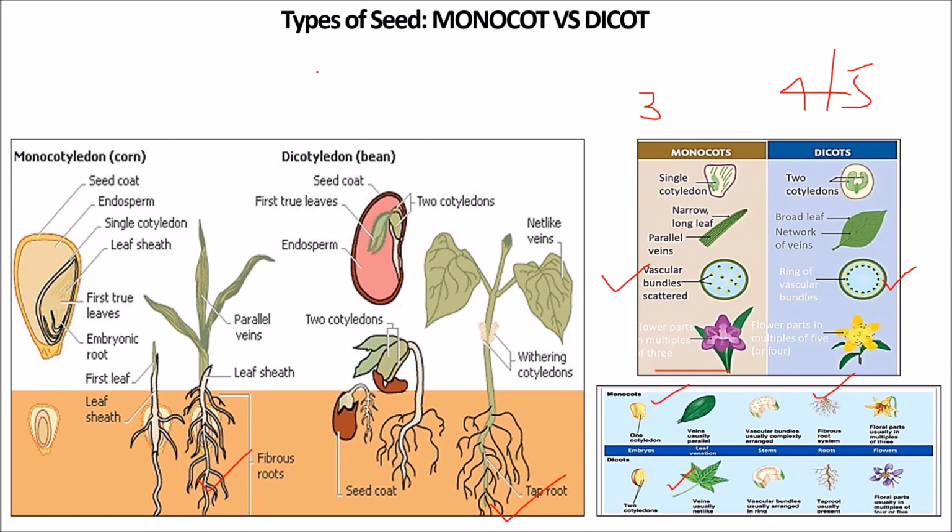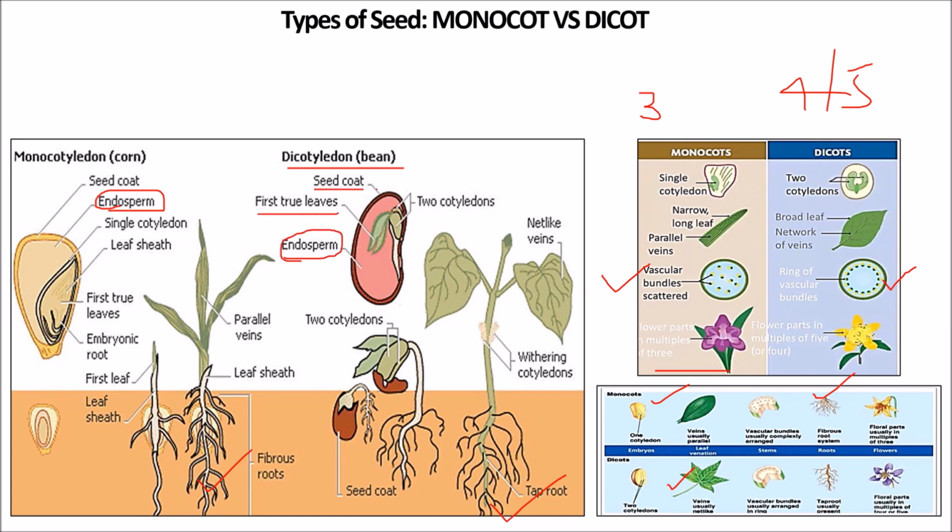Now, when you are making the picture of a monocot or a dicot seed, the monocot seed is going to look like this, with the endosperm prevalent here. And in the case of a dicot bean seed, you can see the structure of the seed and the presence of endosperm here.